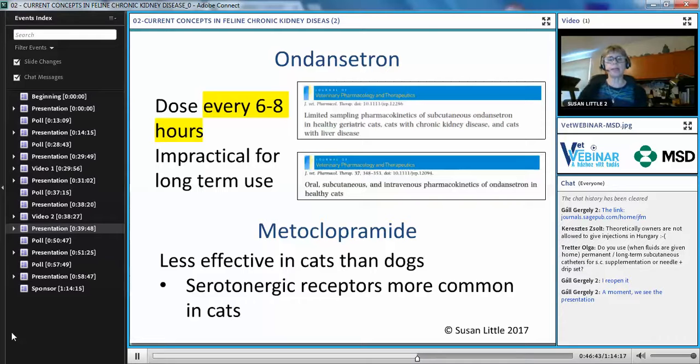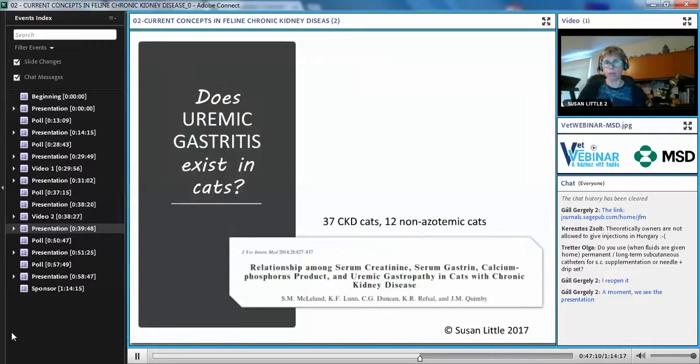The other drug that gets used in veterinary medicine is metoclopramide. And it turns out that metoclopramide is not as good a drug in cats as it is in dogs. And the reason has to do with receptor differences. So metoclopramide binds to dopamine receptors to exert its effect. And it turns out that cats have more serotonin receptors in the central nervous system rather than dopamine receptors, in contrast to dogs. So this drug works better in dogs than it does in cats. And that's why it's typically not a first choice for me for treating our patients with nausea.